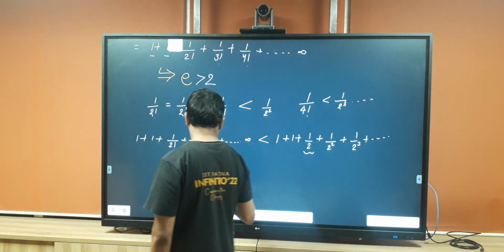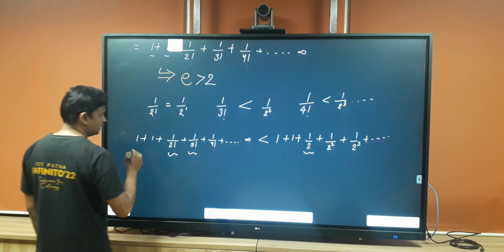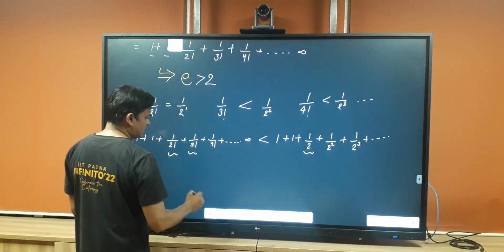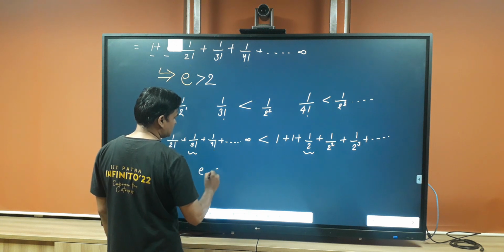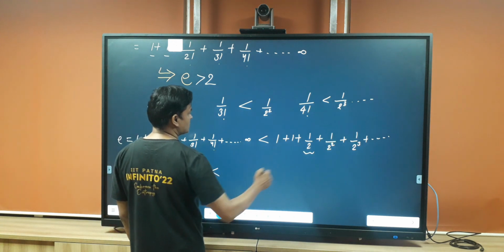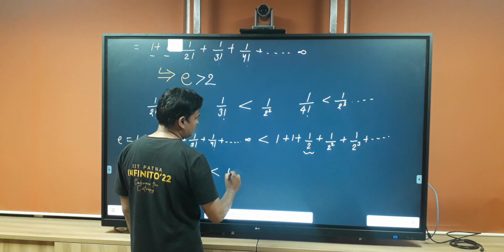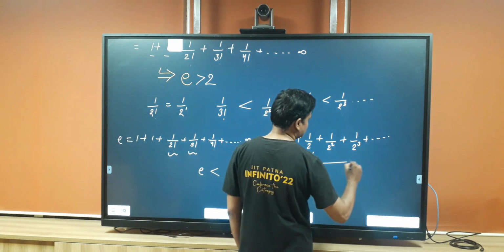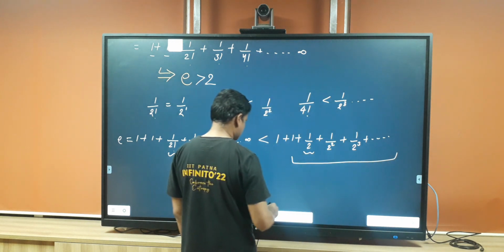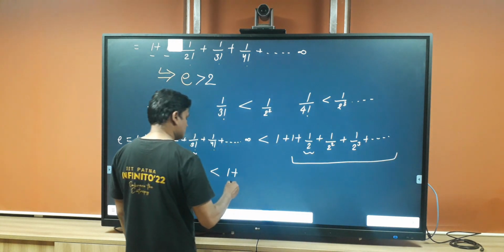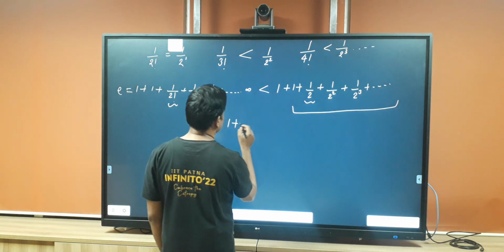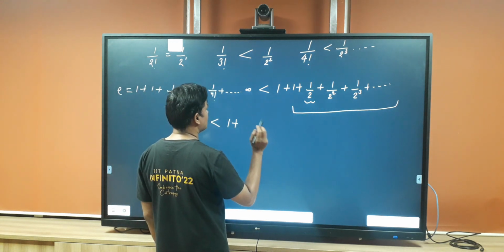Now this was nothing but E. So I can write that E is less than this particular sequence. Now what is this? 1 plus 1 by 2 plus till infinity. This is an infinite geometric sequence. I think you would know how to sum it: A upon 1 minus R.